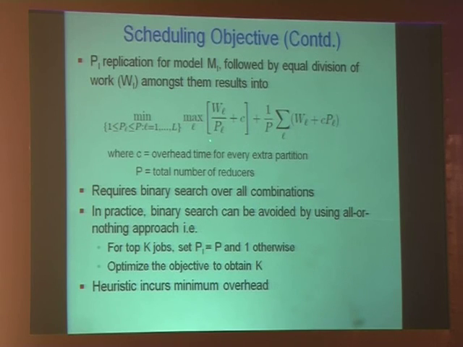The heuristic is like this. Instead of choosing the optimal number of partitions for each and every lemma, just partition the top k jobs into p partitions, where p is the number of reducers. So now we just need to optimize the objective to obtain this k, that is, which top k jobs to partition. This was our heuristic, and it worked quite fine for us.